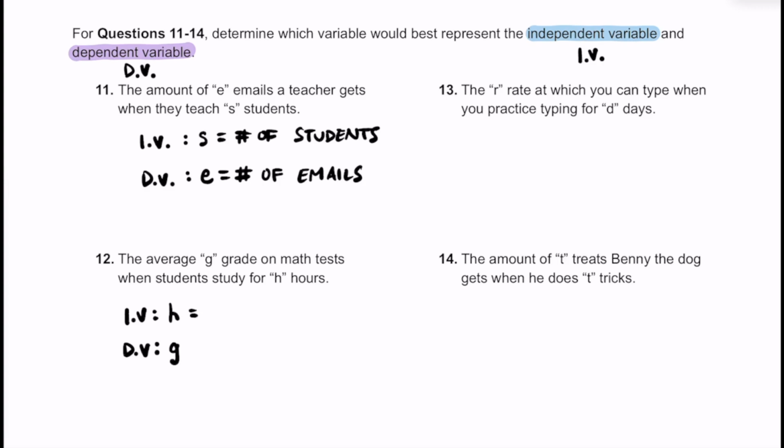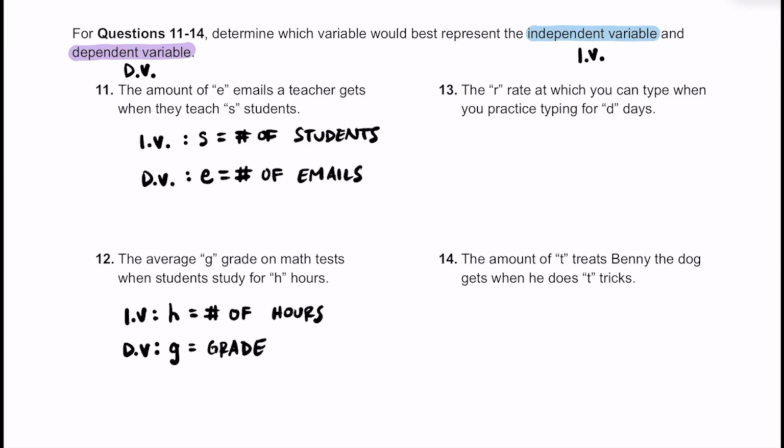If you spend a little bit less time studying, maybe you're not going to feel as comfortable. So H is just the number of hours. Okay, and then G is going to be maybe your grade, right? So something along the lines of that would be okay here. All right, grade or grade on the math test.